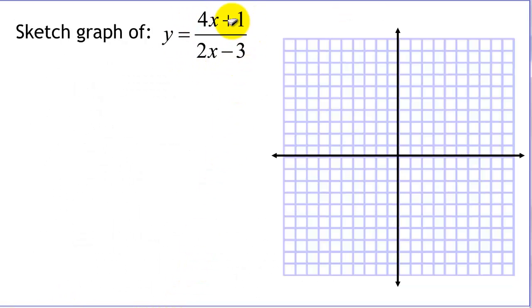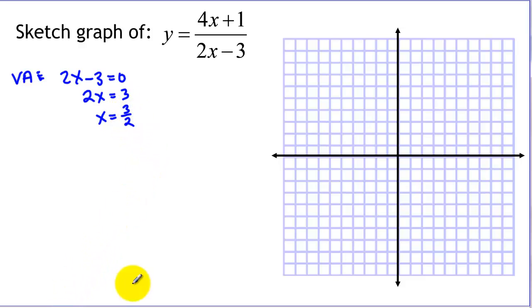So here's our example. We have a linear expression over a linear expression. Let's find our vertical asymptote. Again, we're going to set our denominator equal to 0 and solve that for x. So we get x equals 3/2, which is 1.5. And again, that's a vertical asymptote, so we are going to put here a vertical line in for that. We'll estimate 3/2 is about here.